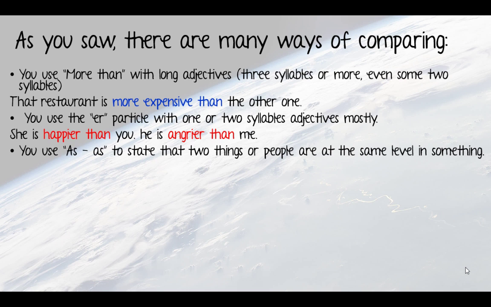You use as to state that two things or people are at the same level in something. She's as beautiful as I. Or she is as clever as me. He runs as fast as her sister.